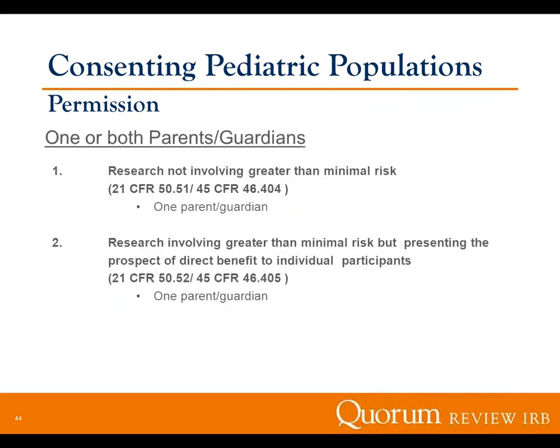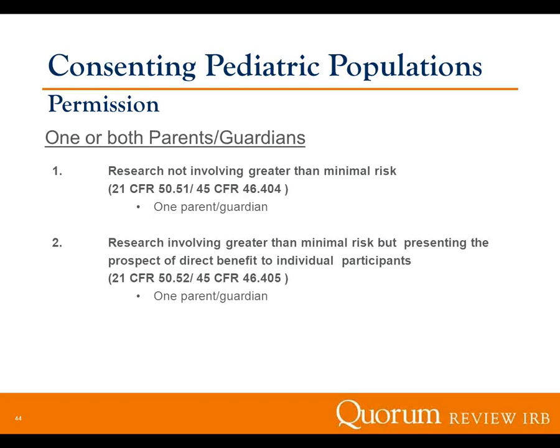Now, when you know you have the parent or guardian that has to provide their permission, again, aka consent on behalf of the child, how do we know if only one parent or guardian has to provide their consent or if it's both? So we've already actually looked at these categories, those first four categories we talked about, when we were talking about what research the IRB can approve. I'm going to look at those briefly again.